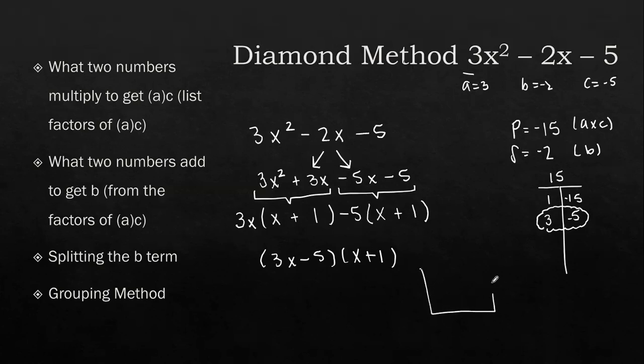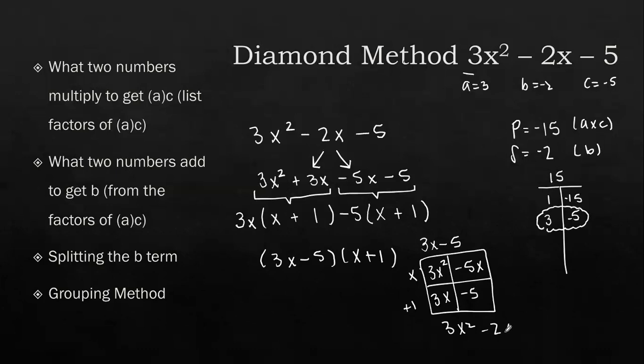And I can always check my answer by multiplying this out. That will give me 3x squared minus 2x minus 5, which is our original answer.